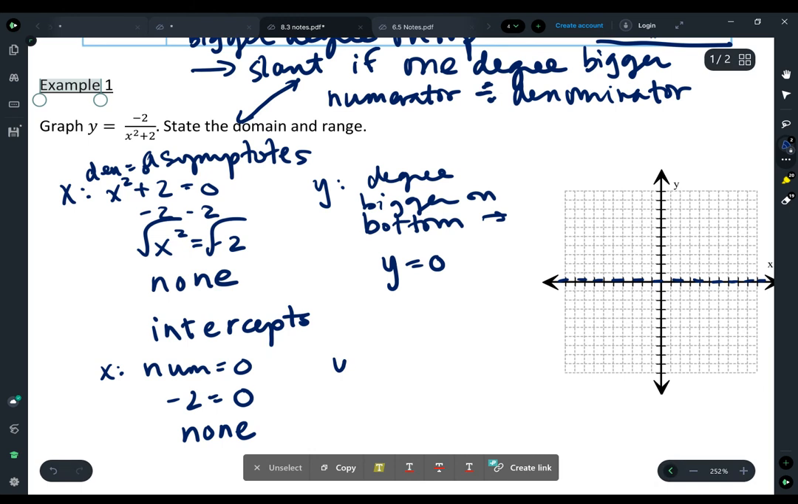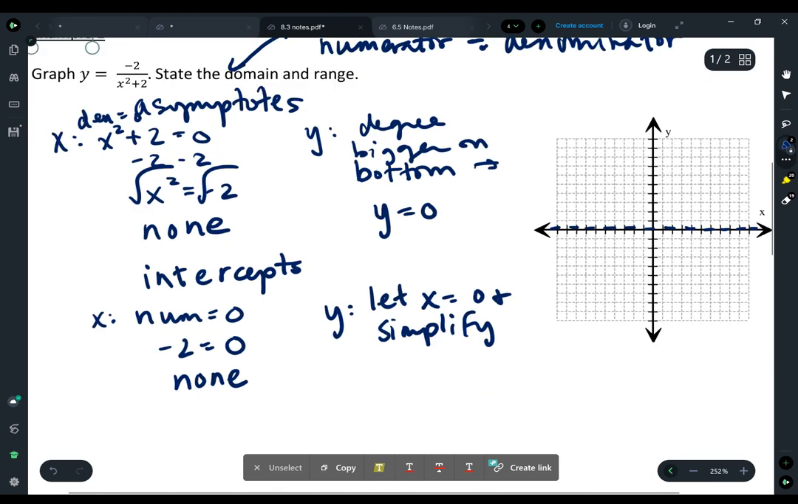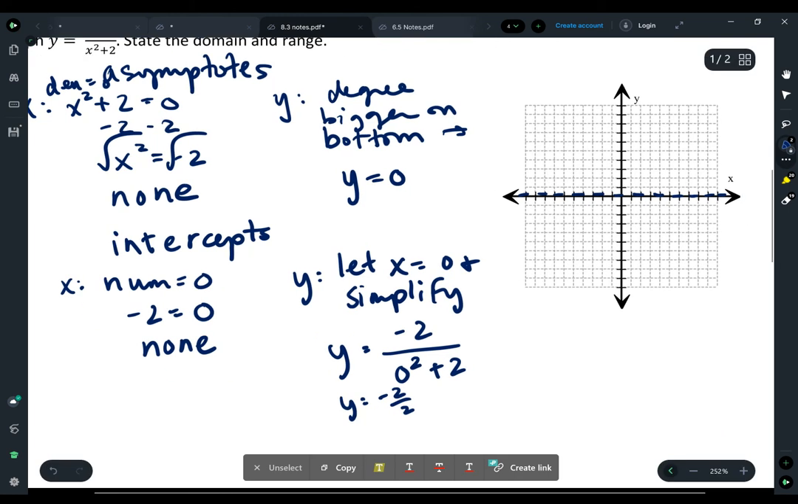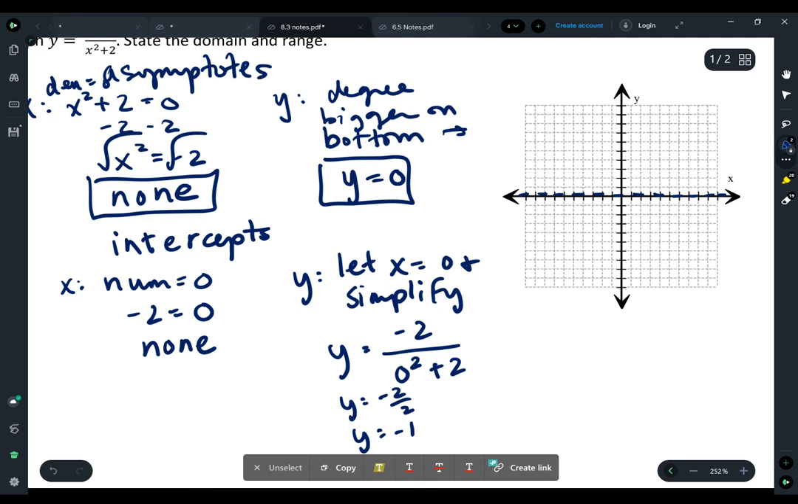All right, for my y-intercept, I am going to let x equal 0 and simplify. And I say simplify because y is already by itself. I don't have to solve for it. So that means y is going to equal -2 over 0 squared plus 2. So that's just going to be a -2 over 2, which equals -1. So my asymptotes, I write as equations because they're lines, but my intercepts, I need to write as ordered pairs. Since I put in 0 for x and I got -1 out for y, it's 0, -1.